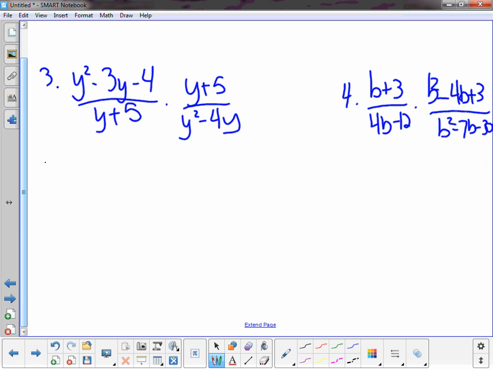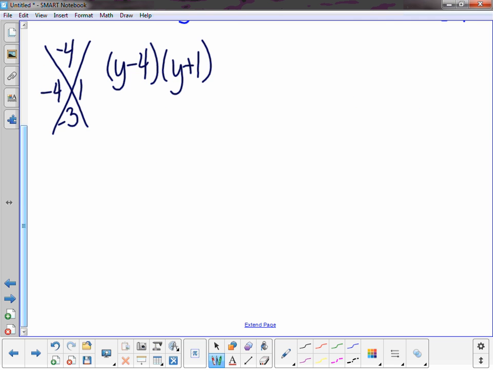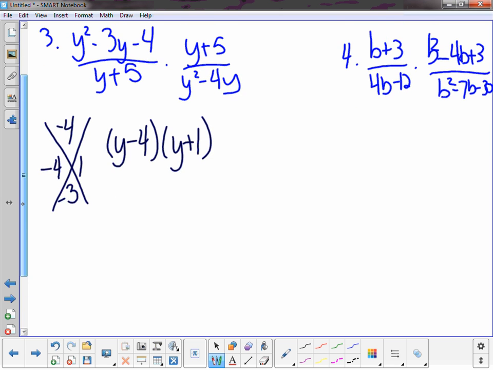So again, first thing I want to do is factor. So I'm going to set up my x, multiplying to negative 4, adding to negative 3: negative 4, positive 1. So once you factor that, you can do the work on your paper if you want, y minus 4, y plus 1. But I'm going to save the time on the video talking about factoring. So let's start rewriting this out in factored form.